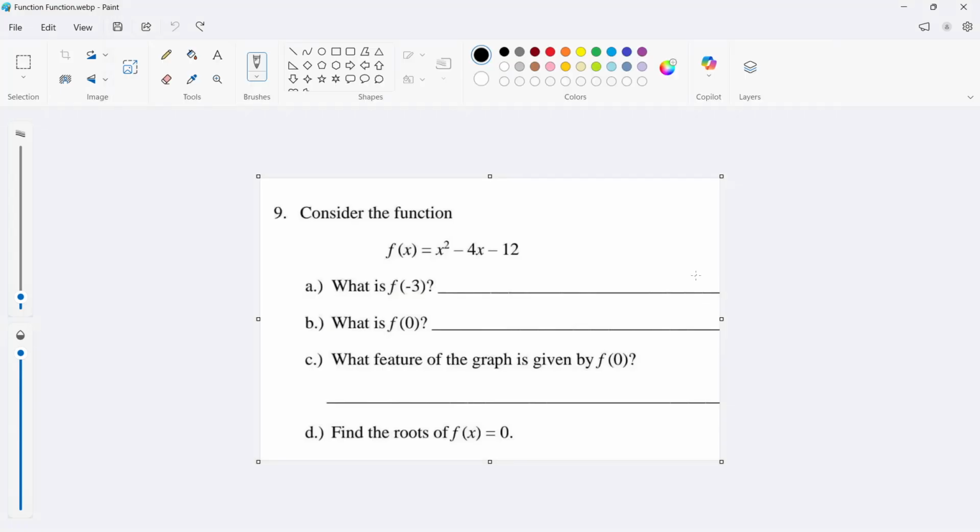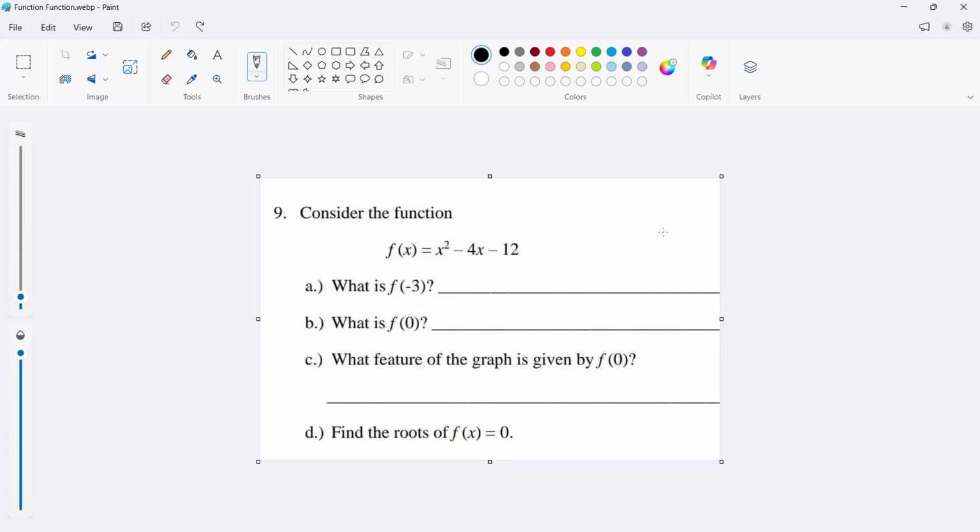This is a homework question in some kind of algebra. Consider this function f of x equals x squared minus 4x minus 12. Well, that's a mathematic function. What's a function? You plug in x and it spits out y. The domain is x and y is the range.